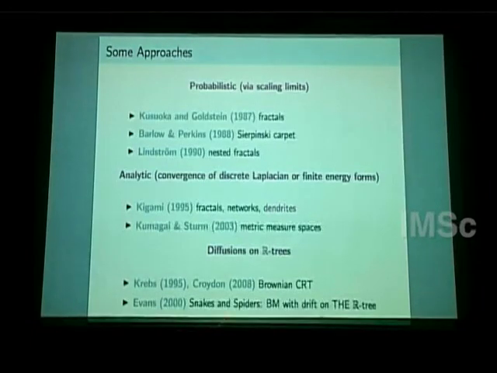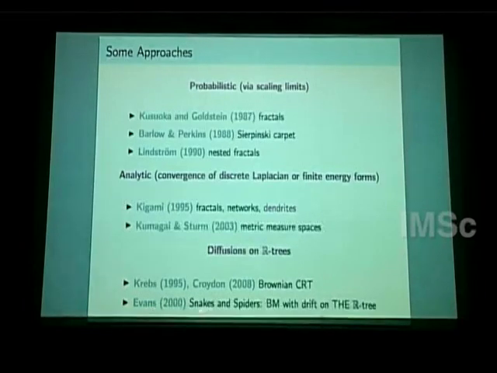On the probabilistic side, the CRT has a lot of structure. Like it's below a Brownian excursion. You can use the leaves to construct a leaf measure. And using the leaf measure, you can construct a probabilistic diffusion on it. And that's been exploited by Krebs and Croydon.